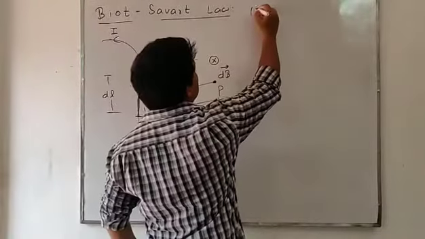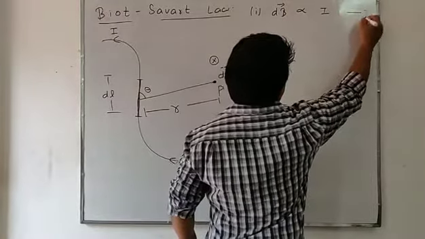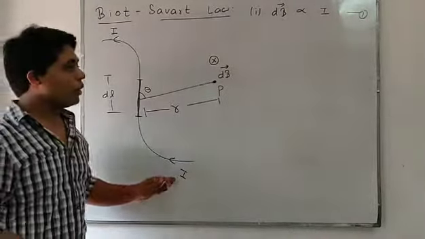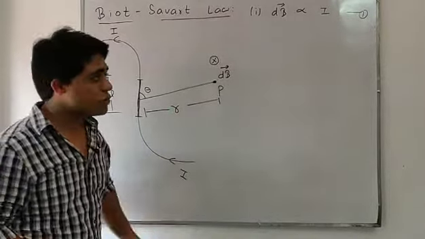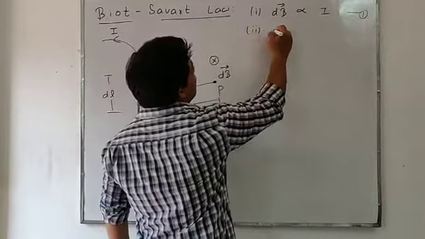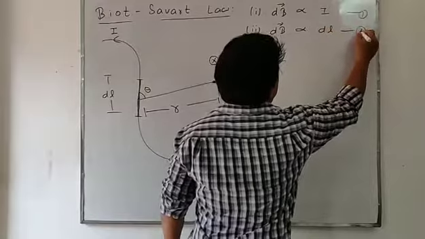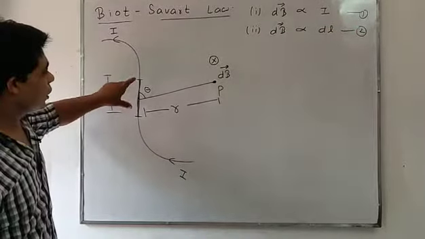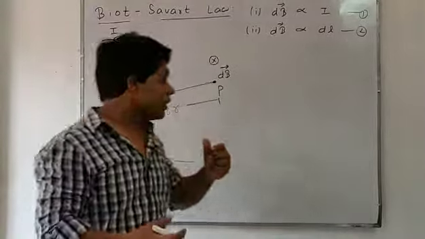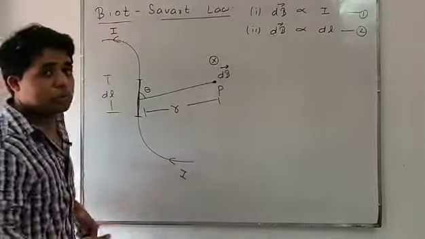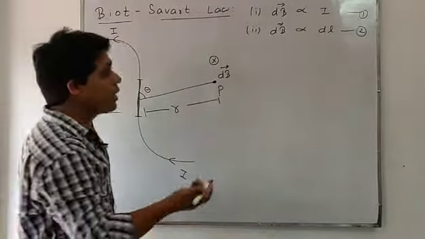The very first component: this magnetic field is directly proportional to the amount of current. When you provide more current, it produces more magnetic field. On increasing one factor, the other factor will also increase. Secondly, this magnetic field is directly proportional to the length of the element, its partial length. When we take the length of the partial length more, it produces more magnetic field. When the element is small, it produces less magnetic field.